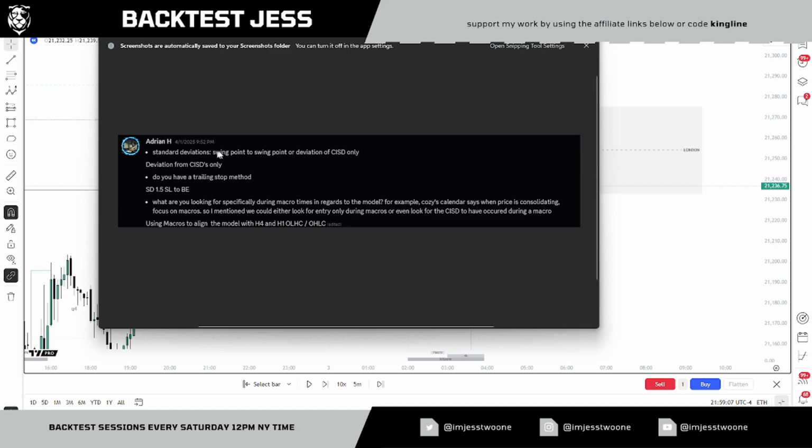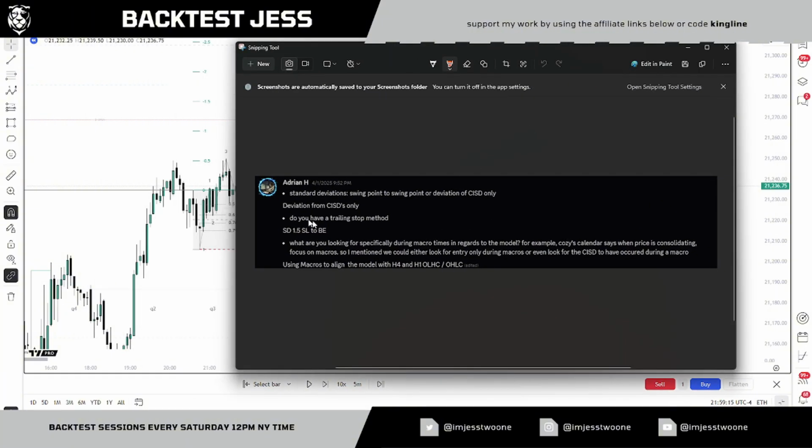Alright, so first, standard deviation, swing point to swing point, or deviation of change in state of delivery. Deviation from change in state of delivery only. See, so this is what I was talking about in all the CSDs that we've been looking at so far. Trailing stop method, SD 1.5. And then another question, using macros to align the model with H4, H1, OHLC.